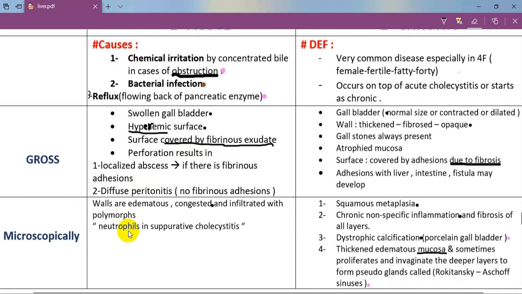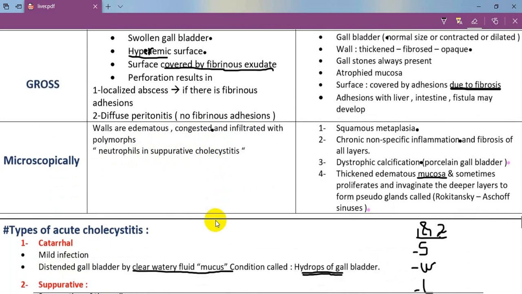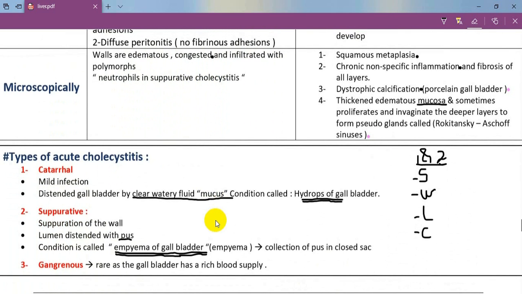Microscopically, the walls will become edematous and congested due to the inflammations and infiltrated with polymorphs, mostly neutrophils if there is a suppurative one. Types of acute cholecystitis. Here in number 1 and 2, catarrhal and suppurative, we'll talk about severity. It is mild in the catarrhal type and more severe if there is suppurative inflammation.